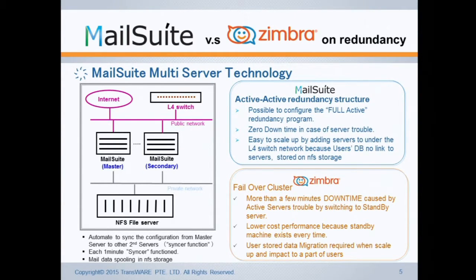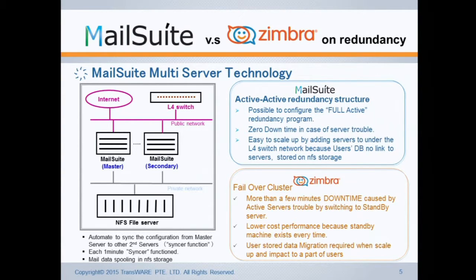By employing the full active redundant configuration like this, even when a hardware trouble occurs on either of the MailSuite servers, all users can be provided all services as long as one of them continues to work. So MailSuite realized zero downtime due to server trouble.